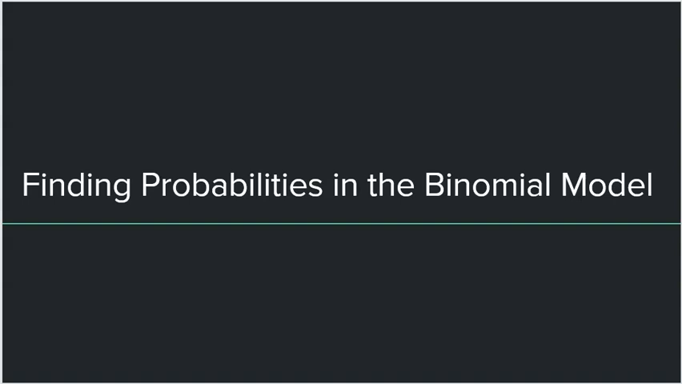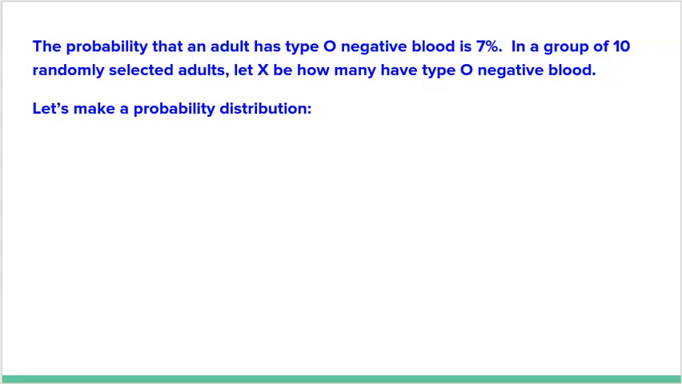All right, so to best understand how to calculate the probabilities in the binomial model, we need to look at an example. The probability that an adult has type O negative blood is 7%, and in a group of 10 randomly selected adults, let X be how many people have type O negative blood. Once again, we are told the probability of success is 0.07, which means the probability of failure is 0.93. We were given a set number of 10 trials.